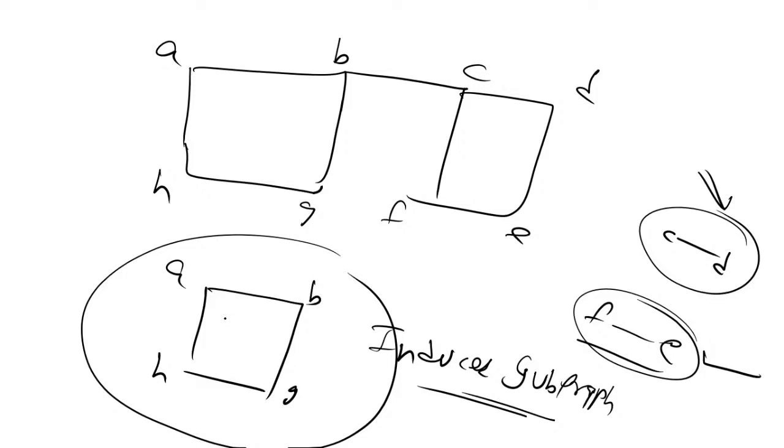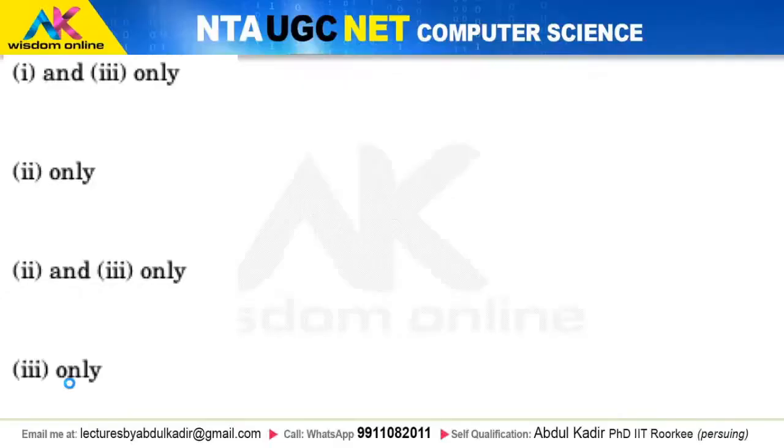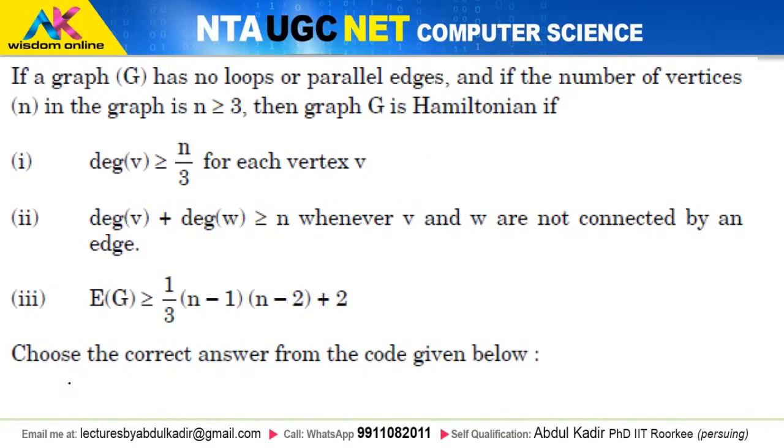So you can see this is an induced subgraph, but it is not a complete graph, and hence we can say this is not a clique. So this is a simple definition of clique. Is it clear? So let's see this question.